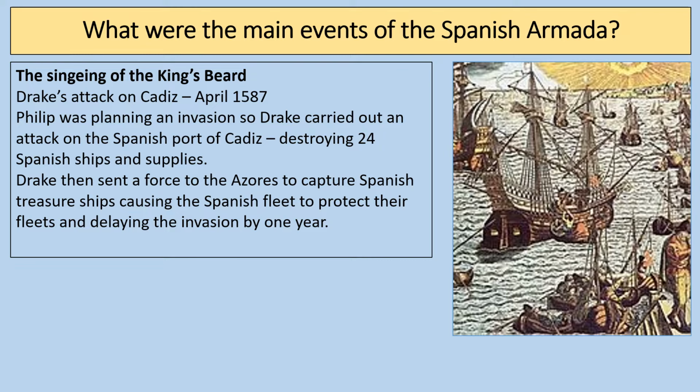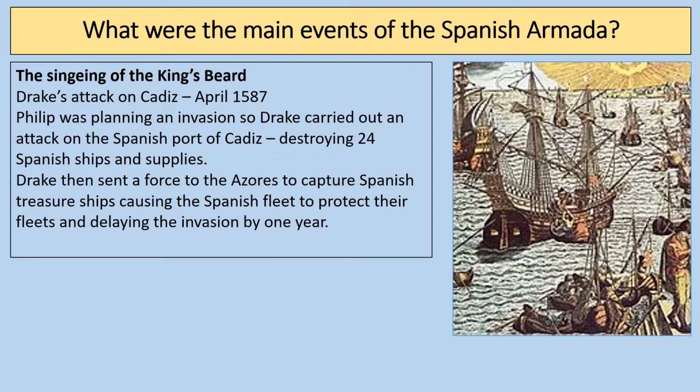Now, one of the crucial events to be aware of is that in April 1587, just a couple of months after the execution of Mary Queen of Scots, Francis Drake carries out an attack which is known as the Singeing of the King's Beard, and this attack takes place on Cadiz in April 1587. Now, what's interesting to note is that Philip was actually planning the Spanish Armada to take place in 1587, but what happens is Drake's attack destroys 24 Spanish ships and destroys a lot of their supplies, including quite a lot of their barrels that they could have used to transport some of the food and water supplies they needed.